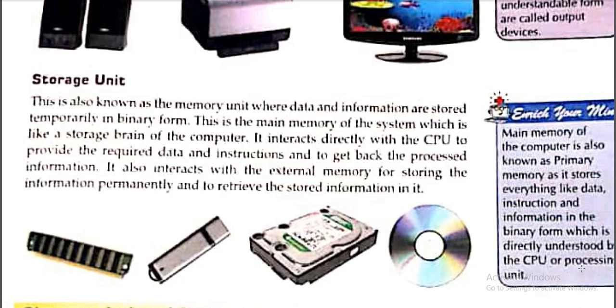Let me clear one more thing here. When you give an instruction to the computer, that instruction is converted to the binary form, because the CPU does not work directly with your data, it works with the binary form. So that binary instruction is stored in the main memory. When that instruction is required once again by the CPU, or after processing, the information is also stored in the main memory.